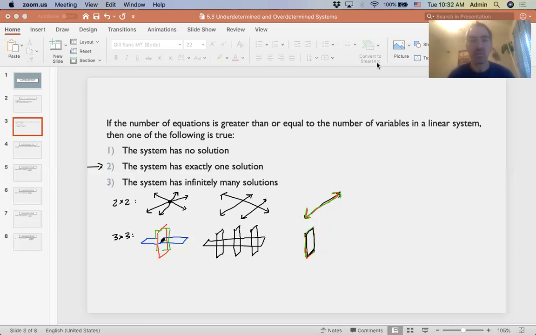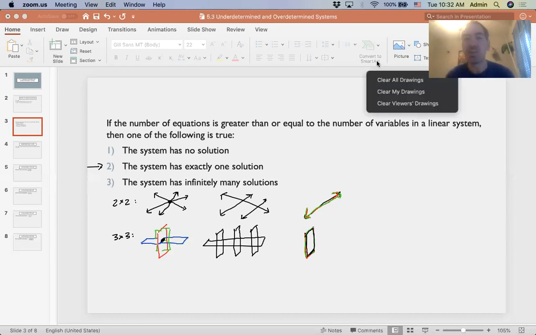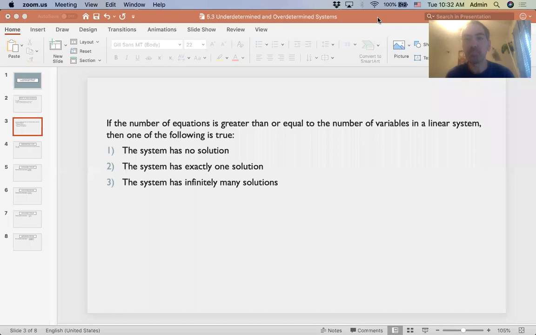Okay, so if the number of equations is greater than or equal to the number of variables, we could have any of those 3 cases. In the previous video, we focused on that second case, where the system has exactly 1 solution. In this video, we want to focus on number 1 and number 3, where the system has no solution or infinitely many solutions, so that we can see what that looks like when working with the matrix.